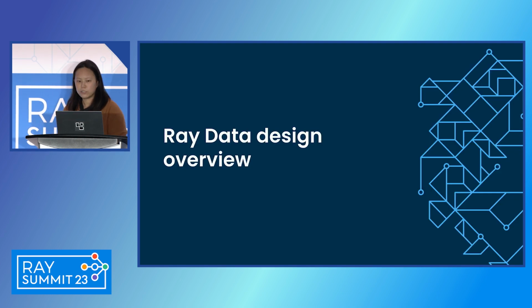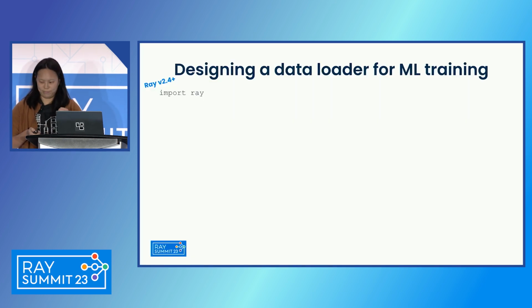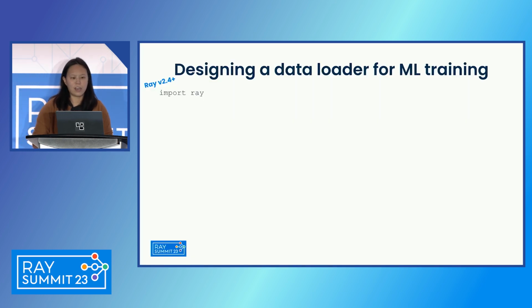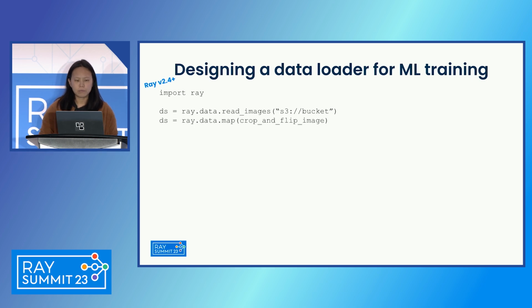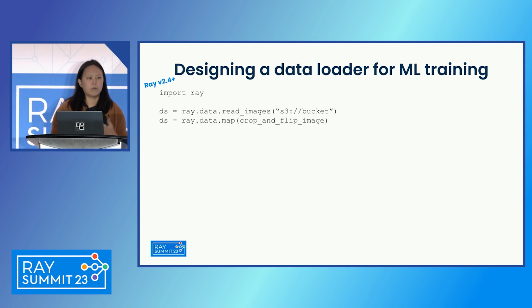Okay, cool. So first, I'll talk a little bit about the array data design and how it compares to some other multiprocessing-based data loaders. First, taking a look at the API in array data. What you get here is some basic read APIs that let you read from popular formats. In this case, we're reading from raw images stored in S3. And here we're applying this UDF to each image in that data set. In this case, we're randomly cropping and flipping each image.